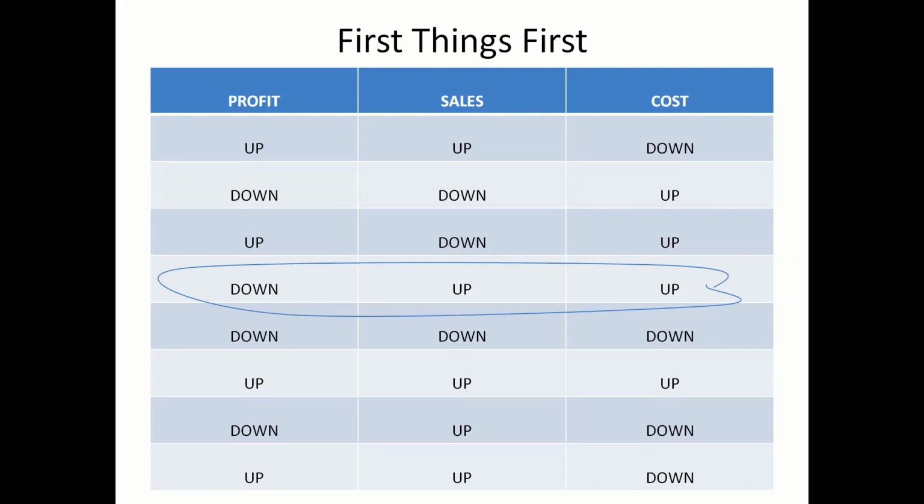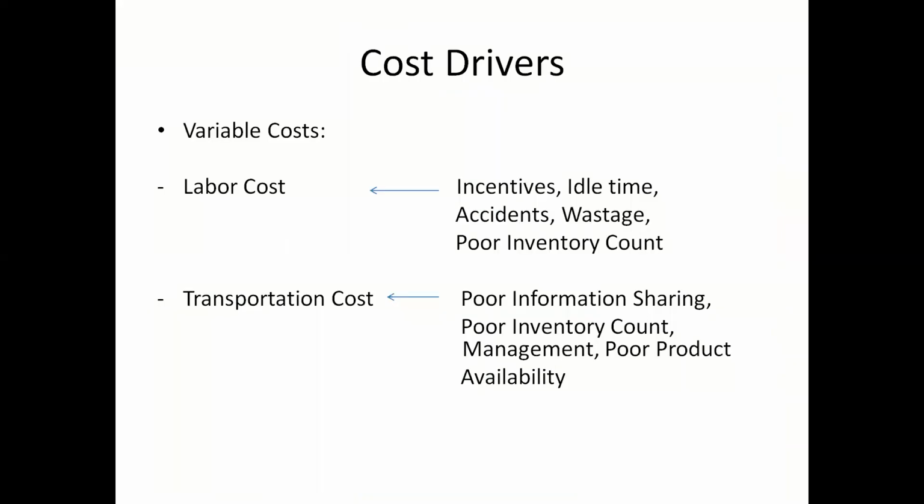combination, where we know, as the case has discussed, that sales are increasing, costs are also increasing, whereas the company is going into loss. Drilling down further, under cost drivers, we have variable cost that includes labor cost and transportation cost. Labor cost is rising because of incentives, idle time, accidents, wastage, and poor inventory. Transportation cost is also rising because of poor information sharing, poor inventory count and inventory management, and poor product availability.